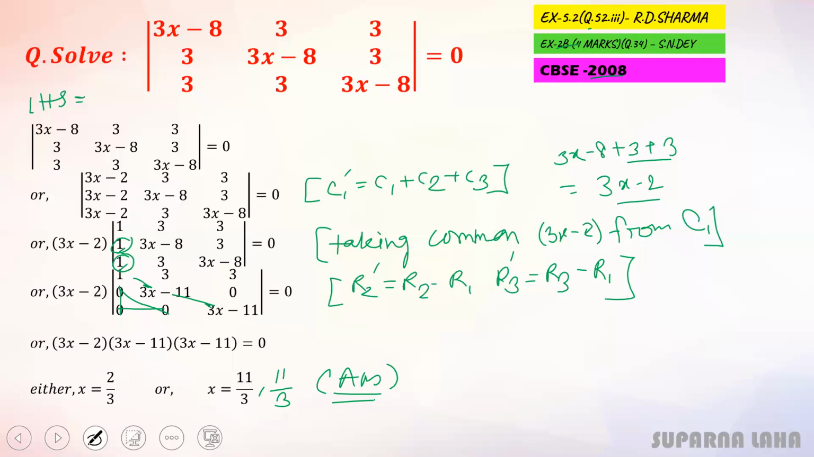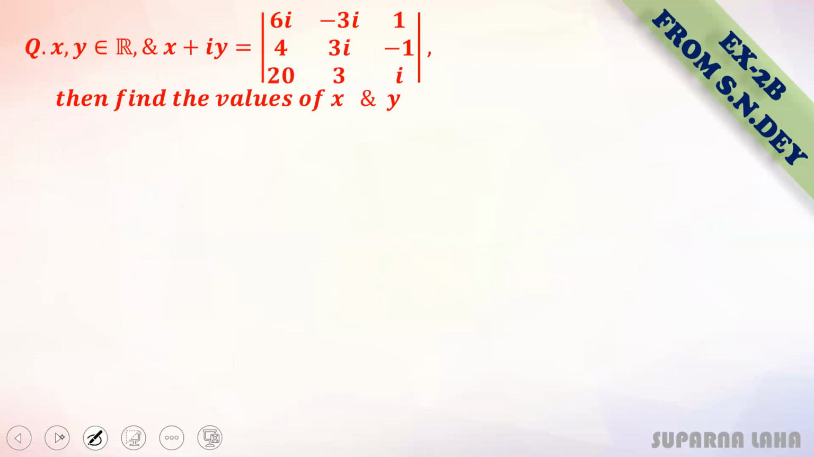Okay. So this is also an important question. So moving to the next question. Here one determinant is given, but its elements are imaginary numbers. 6i, minus 3i, 1, 4, 3i, minus 1, 2, 3i. What is i? i is just root over minus 1. Just looking at the question, maybe you think that finding this determinant value is very difficult since i is present there.